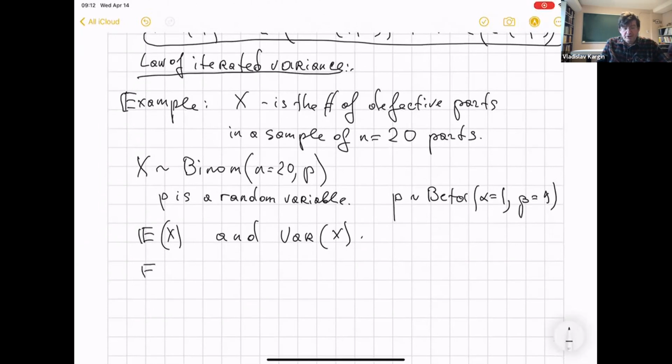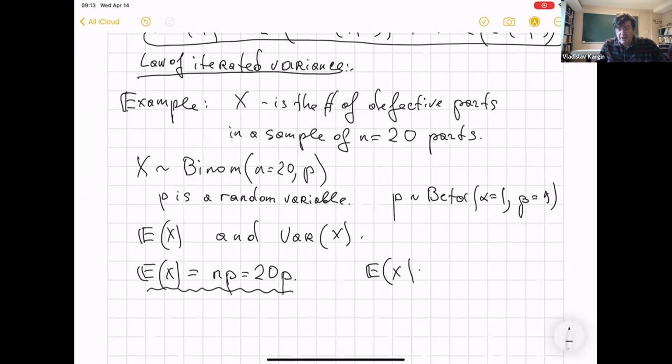Now, how do we calculate the expectation of X? It's a binomial random variable, so it should be equal to np. In our case, it should be equal to 20p. But this depends on p. So in principle, we need to write down that it depends on p. So it's a conditional expectation, E of X given p. The earlier form is not quite right because p here is also random. So E of X given p is equal to 20p. This is the more right thing to write down.